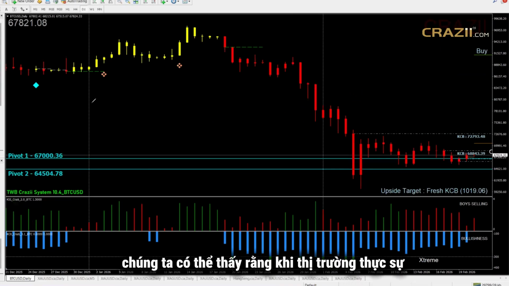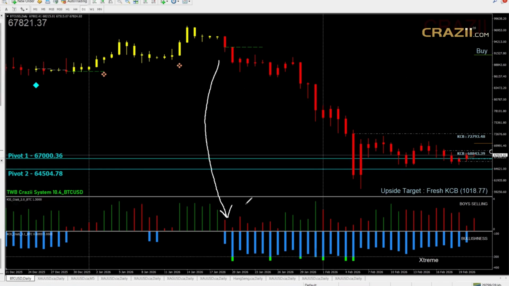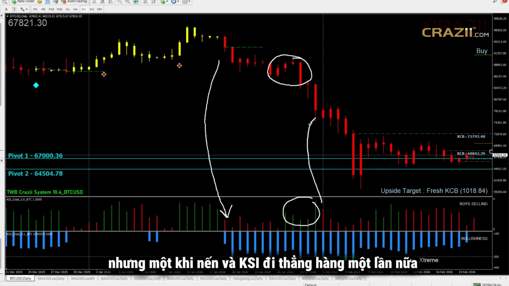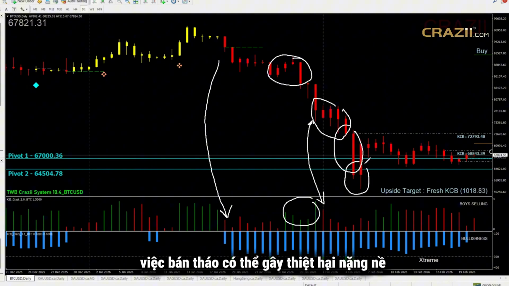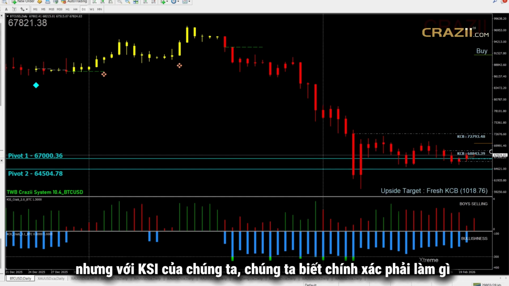So recently, we can see that when the market is actually telling you to sell, you just have to follow. And if let's say the boys come in, you notice the market will go sideways. But once the candlestick and the KSI go in line again, the selling can be devastating. So that is why many people get caught when they buy on the way down. They don't have the reference of the KSI. They can't realize, they don't know what to do. But with our KSI, we know exactly what to do.